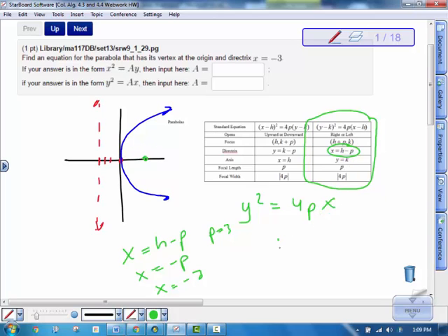So you plug in 3 for p and you get y squared equals 12x. And that's your equation for the sideways opening parabola. And that goes in here then. We're using this second one, so a is 12.